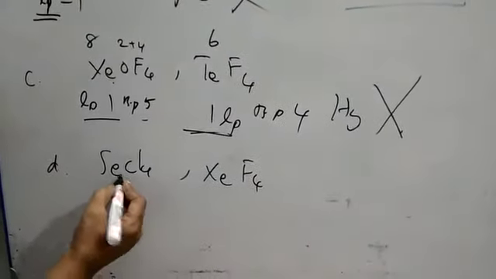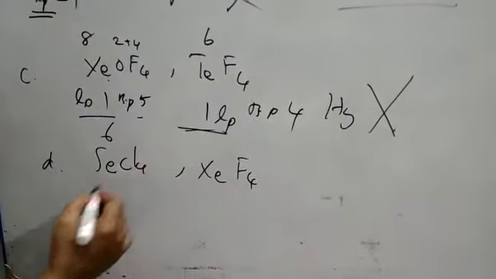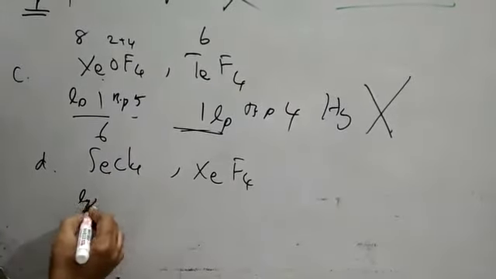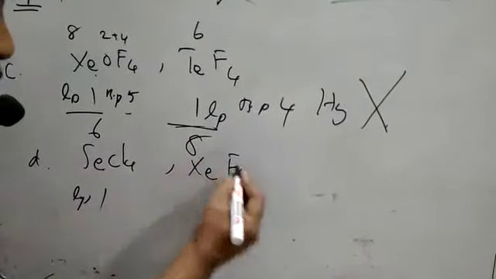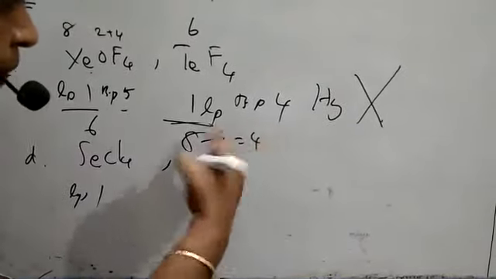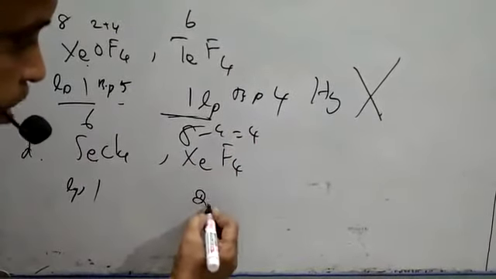Let us come to the selenium. Again, oxygen family, 6 valence electrons, 4 consumed. So lone pair is equal to 1. Here it is 8, 4 consumed. 8 minus 4, 4. The remaining 4 electrons will come as 2 lone pairs.